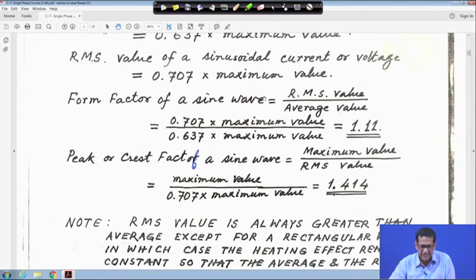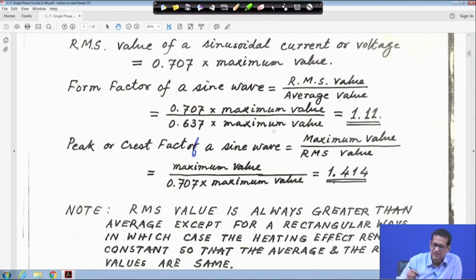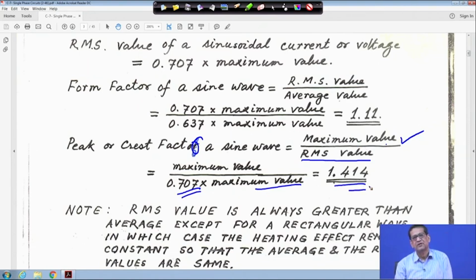Similarly, the peak or crest factor of a sine wave is maximum value by RMS value. The RMS value is equal to 0.707 into maximum value, so that is actually 1.414. This is called peak factor. Later we will see that any AC voltage, suppose it is told 220 volt, that is basically the RMS value, unless it is mentioned otherwise. That means the peak value will be multiplied by this factor, which is actually root 2.